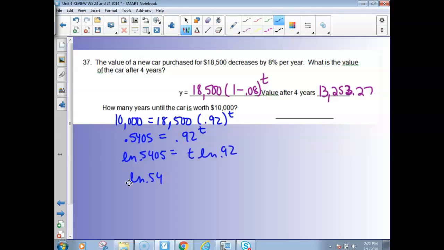So you can type this like this, and you can use logs or natural logs, it doesn't matter, they both will work the same. But what you should be coming out with is 7.4 years. Okay. Didn't say what to round to. All right, so you see how if you don't know how to do it in the grapher, you can do it with logarithms.